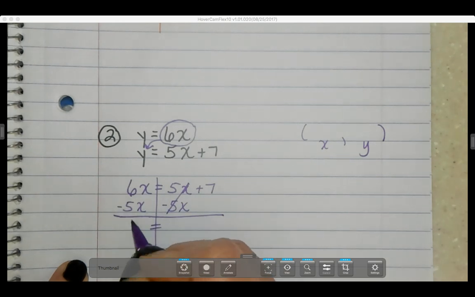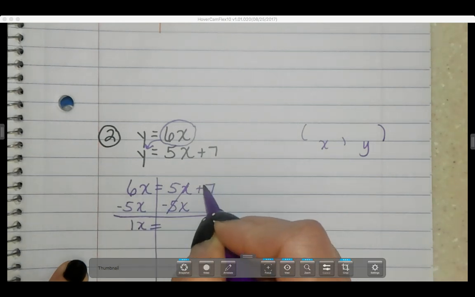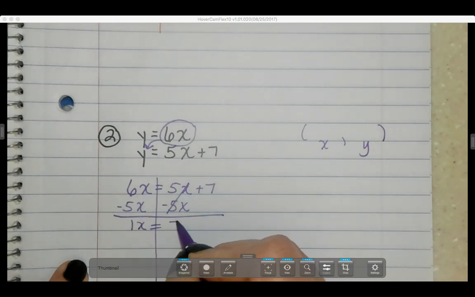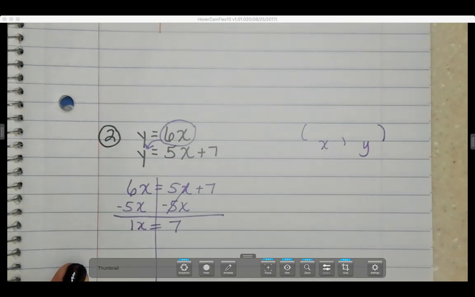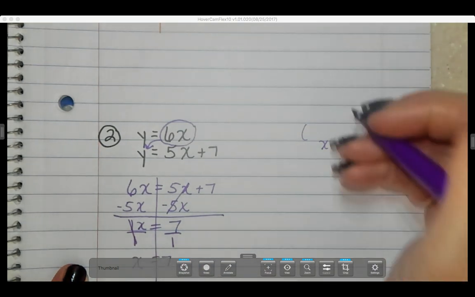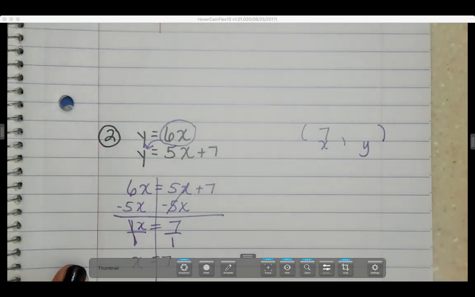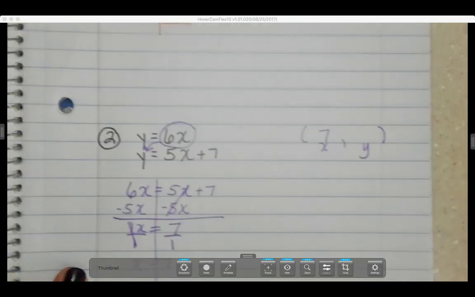6x minus 5x is 1x. And what do we have over here on the right? We just have that positive 7. You don't really have to divide by 1, but if you want to, you can. It doesn't change your answer. X is 7. That's the first half of your answer. X is 7.